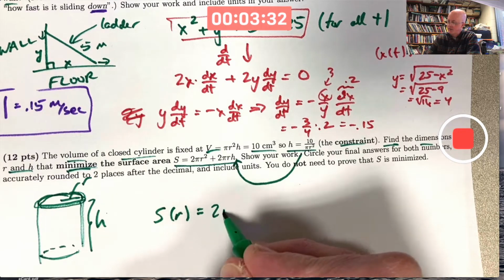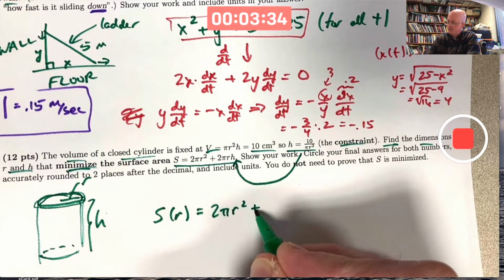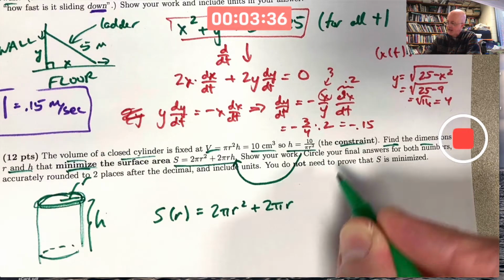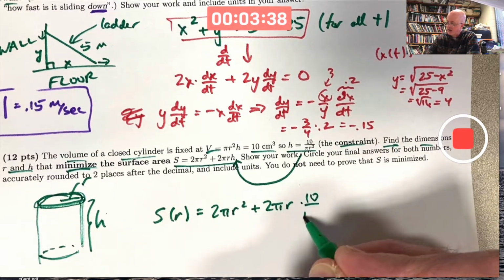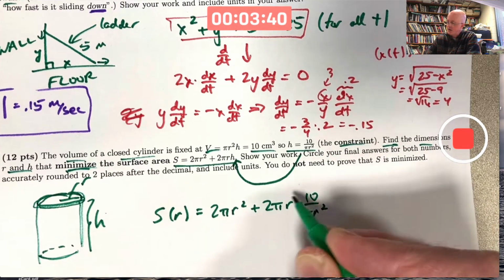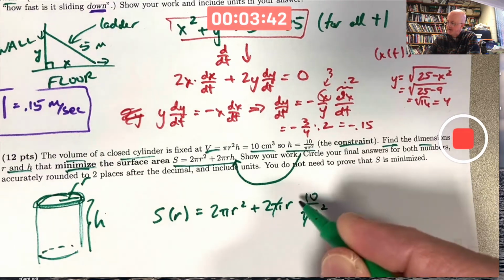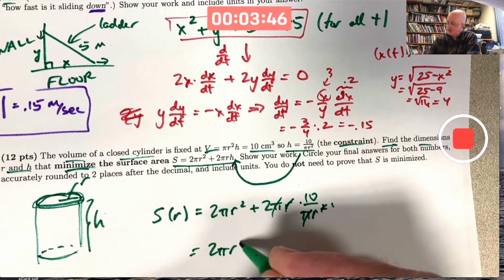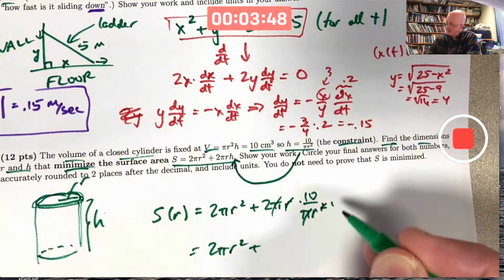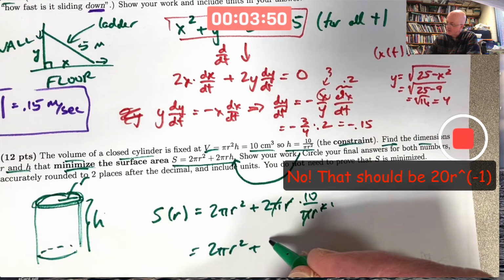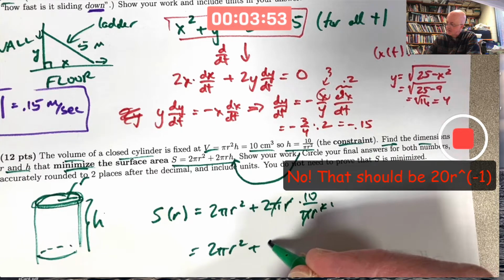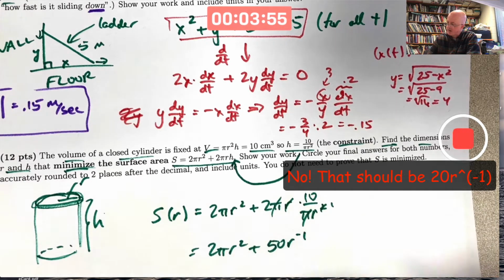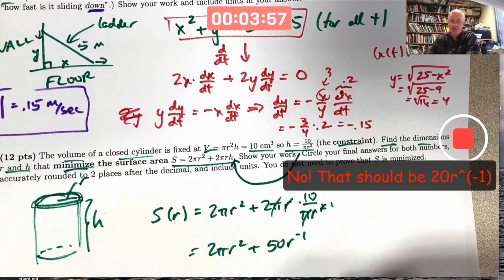So the formula ultimately becomes 2 pi r squared plus 2 pi r times h, but h gets replaced by 10 over pi r squared. Go ahead and cancel those pi's. Go ahead and cancel one of the r's, leaving you with 2 pi r squared plus 2 times 10 is 50. We are left with also an r on the bottom, which is the same as doing 50 times r to the negative 1 power. So that's the surface area as a function of r.